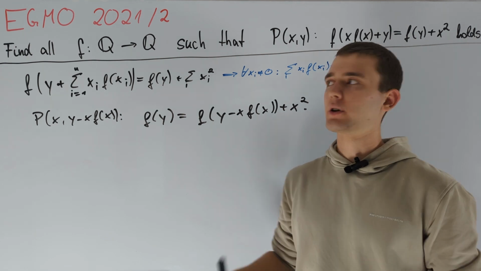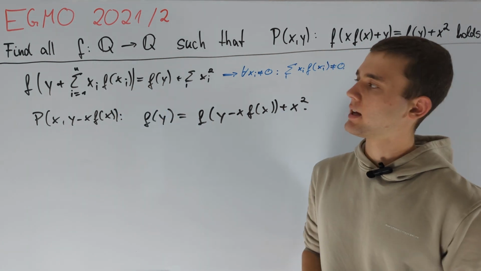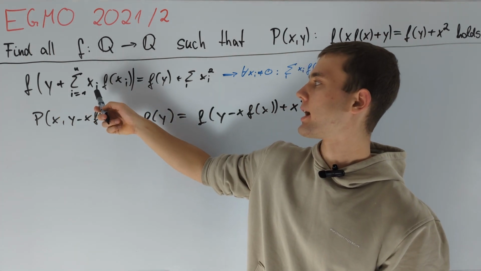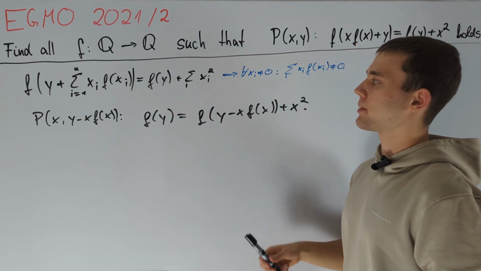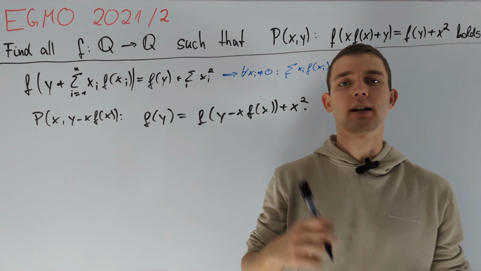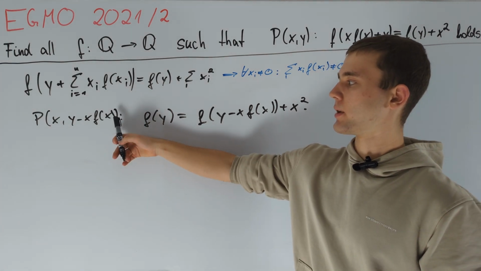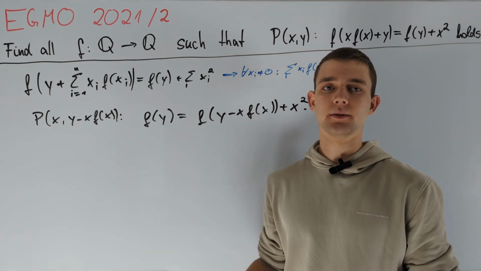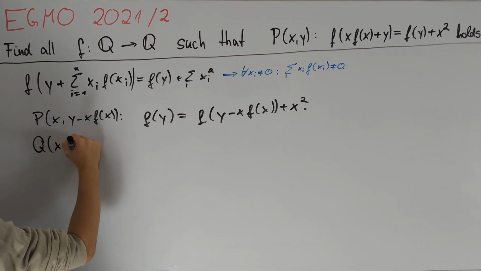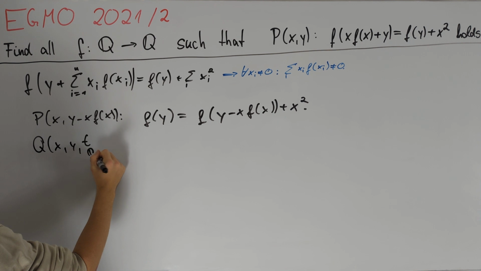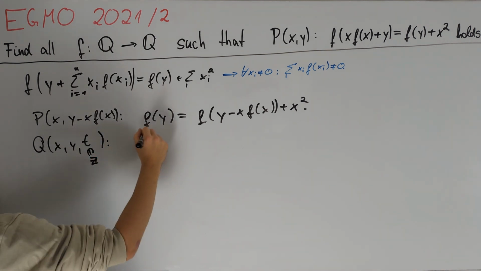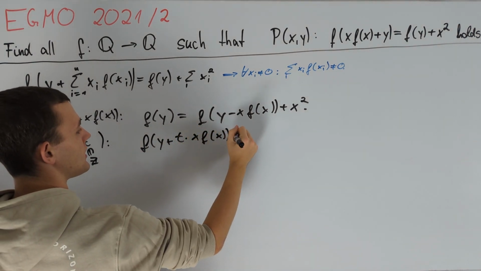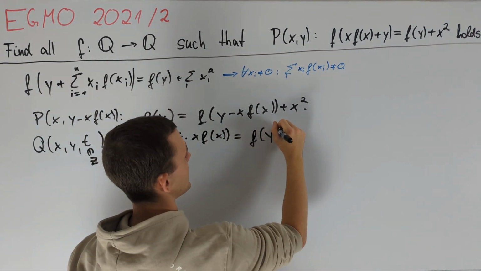This is especially nice if we combine it with our first idea of using induction. Namely, if we set all xi equal to x here, then we get that f(y plus t times x f(x)) equals f(y) plus t times x squared for every natural number t. And now we can use the second equation to also do induction in the other direction to obtain that this equation holds for all integers t. We conclude that Q(x, y, t) holds for all integers t, where Q(x, y, t) is f(y plus t times x f(x)) equals f(y) plus t times x squared.